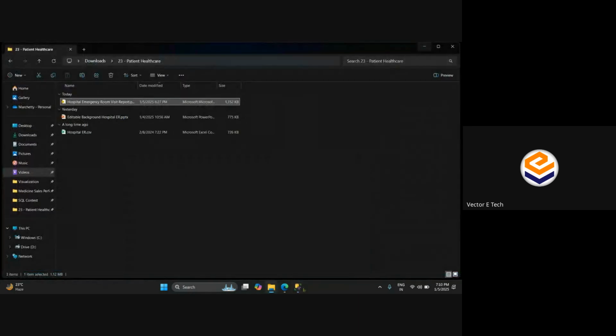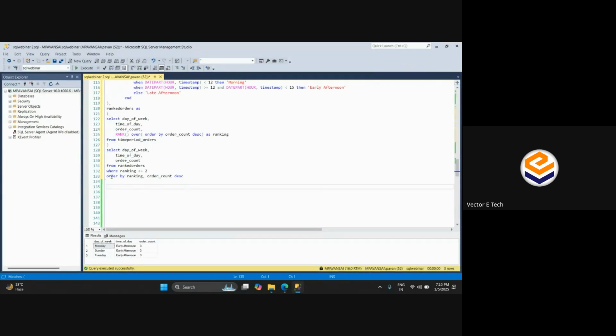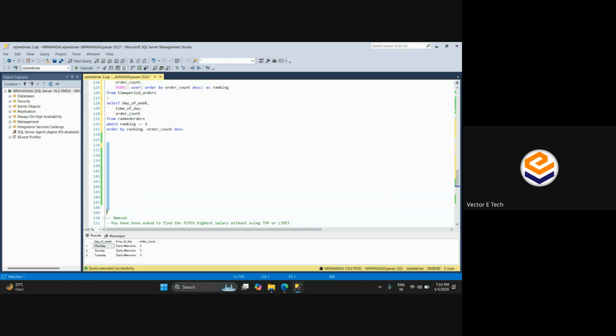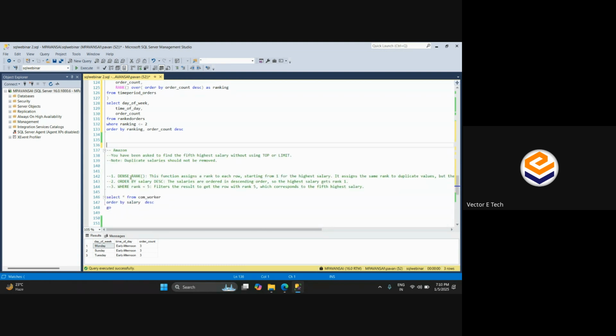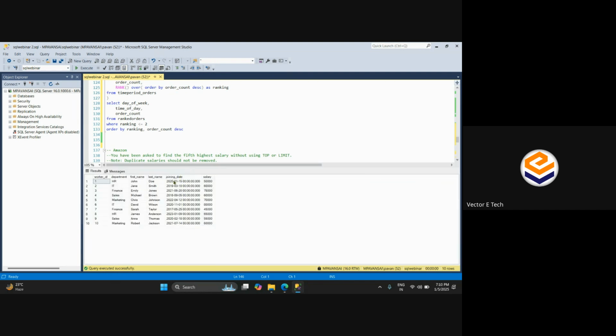Okay. So try to understand this. There is one more query that we are going to discuss. This question you might encounter frequently, or some similar questions you could encounter, right? There is some table where you have certain data, where we have worker ID, department, first name, last name, joining date, and salary. What we want to find is the fifth highest salary without using top and limit.